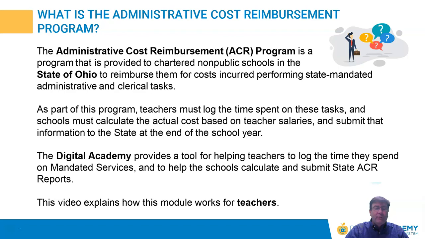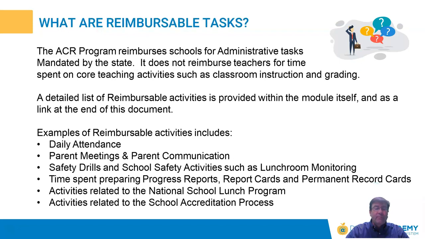The Administrative Cost Reimbursement Program, also called ACR, is a program provided by the state of Ohio for private schools that reimburses them for costs incurred performing state-mandated administrative and clerical tasks. Teachers need to log the time they spend on these tasks, and then the schools will calculate the actual cost and submit that at the end of the year. The Digital Academy provides a tool to help teachers log those tasks and to help the administrators with their reports.